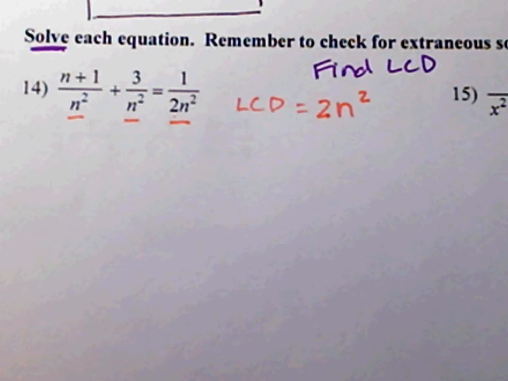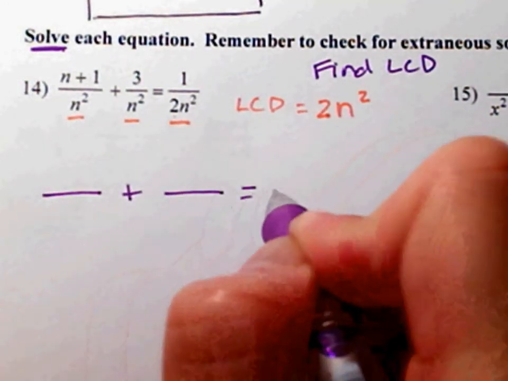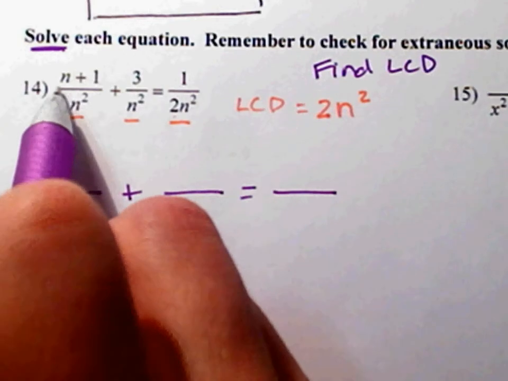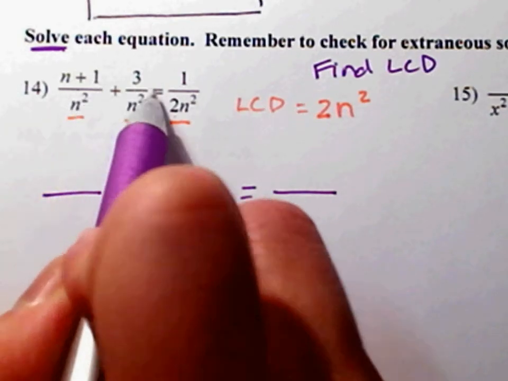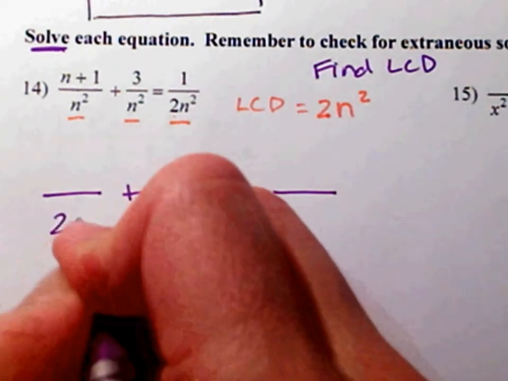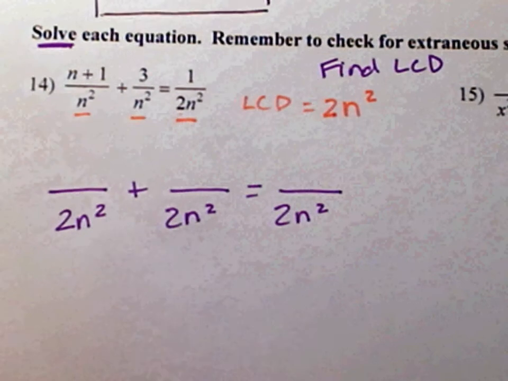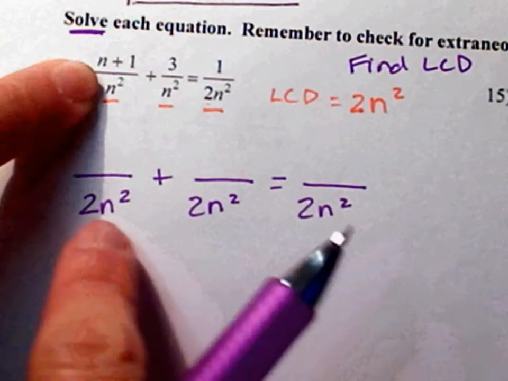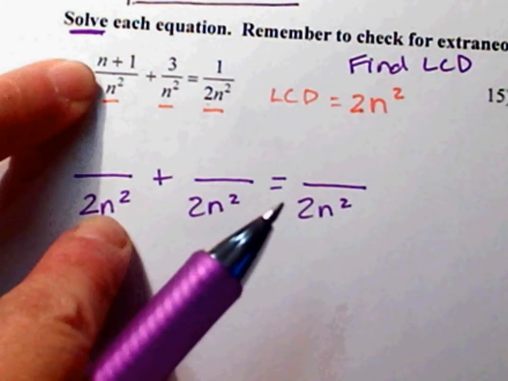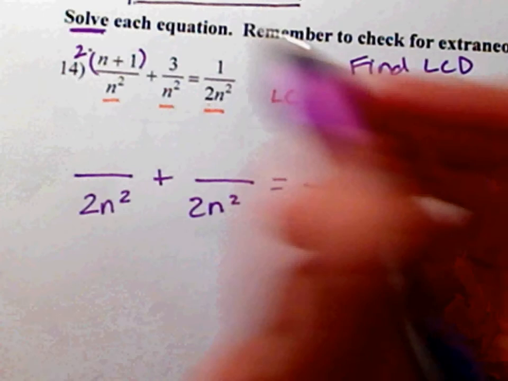Now, draw your line plus a line equals a line. That's from here. Line plus line equals a line. Okay? Write your LCD. 2n squared, 2n squared, 2n squared. Take a look at this first one. Notice, I have an n squared. I'm missing a 2. Multiply that 1 by 2. Okay? So you have 2n plus 2.